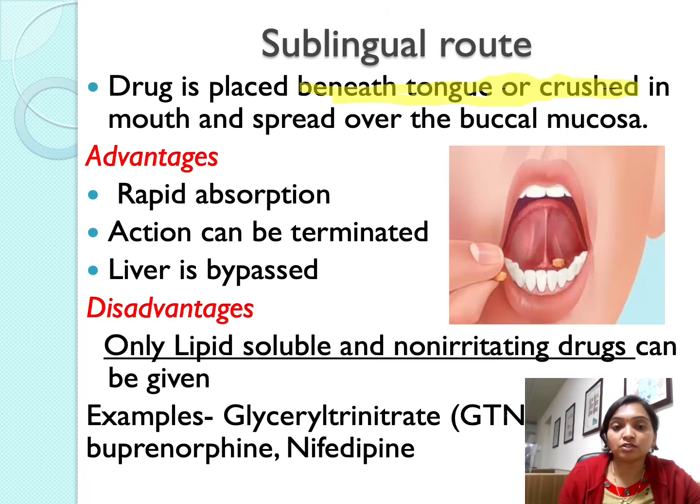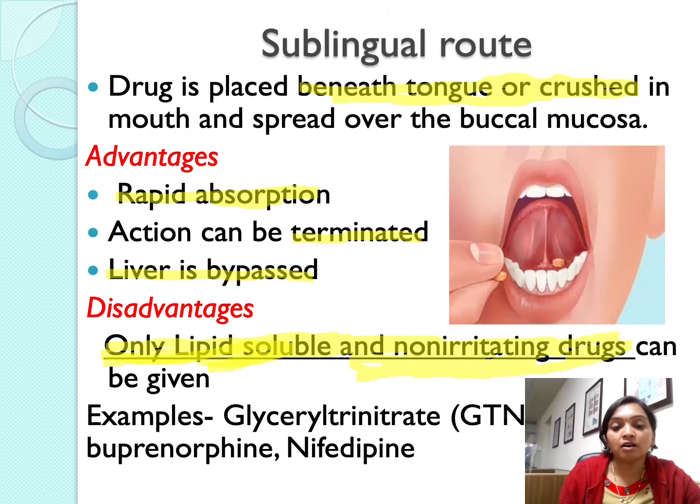What is the advantage of this route is it will also produce rapid absorption, and the action can be terminated when the desired action is produced by spitting out the tablet. It will also bypass the liver. And the only disadvantage, and one thing to be remembered in this, is only lipid soluble and non-irritant drugs can be administered through this route. Those drugs which are not lipid soluble cannot be administered through this route. So this is one important thing to be remembered.